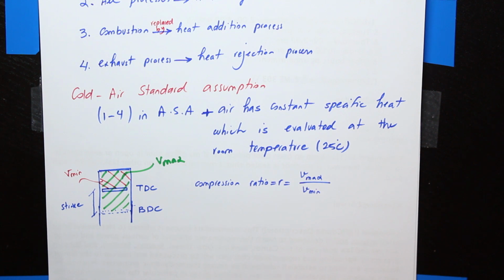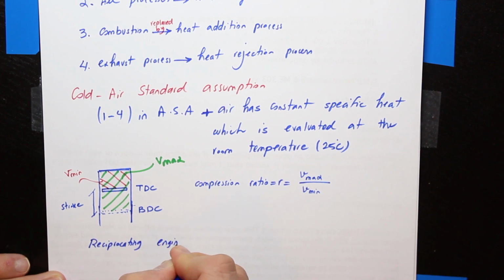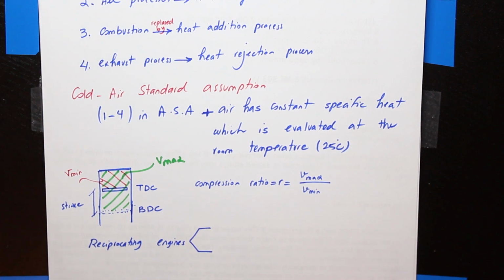Okay, the other definition we had was about the mean effective pressure. The mean effective pressure is the pressure that gives the same work between the minimum volume and the maximum volume displacement within the cylinder. The other classification that we had was the classification of the reciprocating engines. So we evaluate two classes of the reciprocating engines.